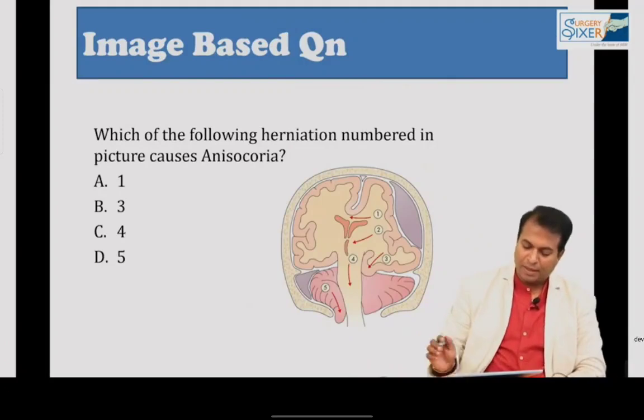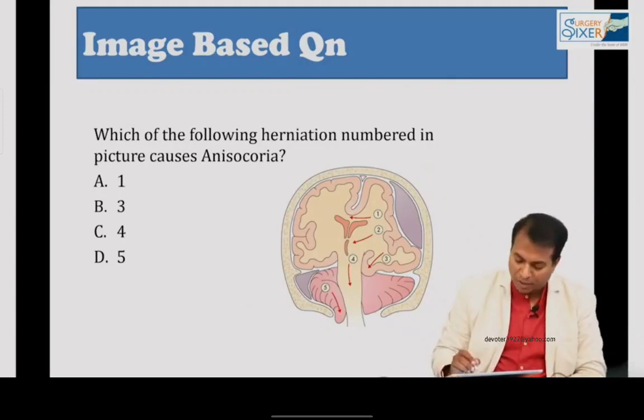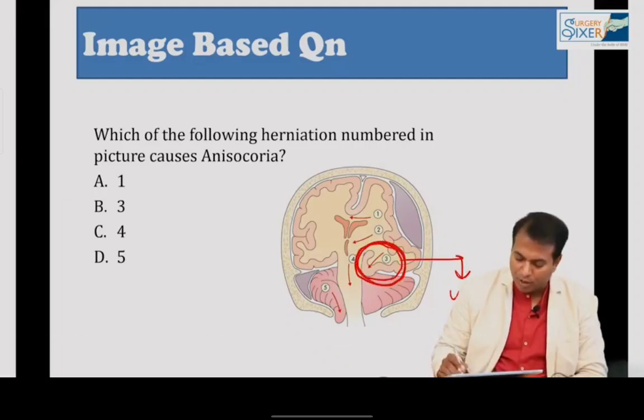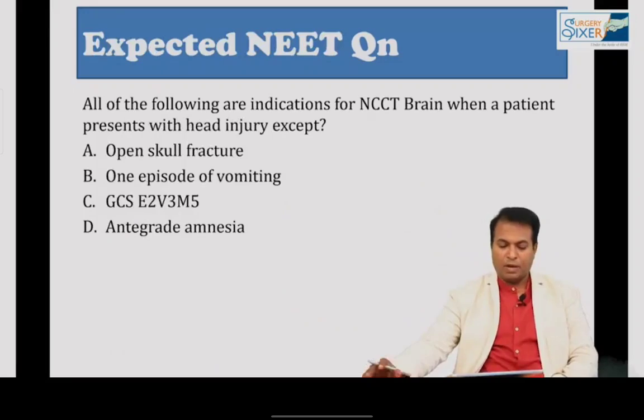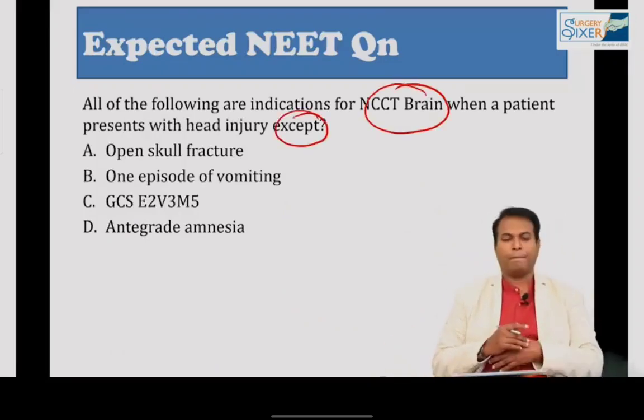Simple question. Which of the following herniations numbered here causes anisocoria? What causes anisocoria? Can you tell me? Unequal pupils is seen with 3. This is nothing but what? Uncus of temporal lobe herniation. Uncus.